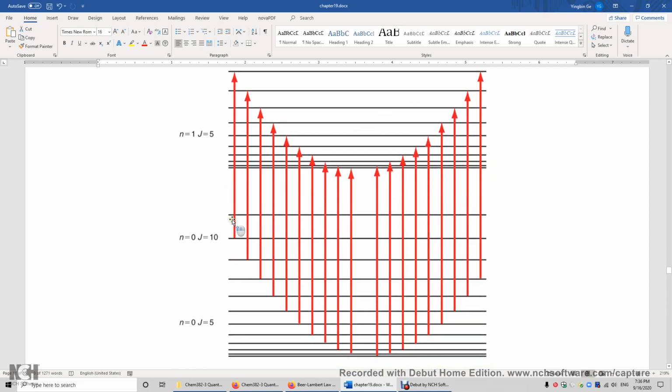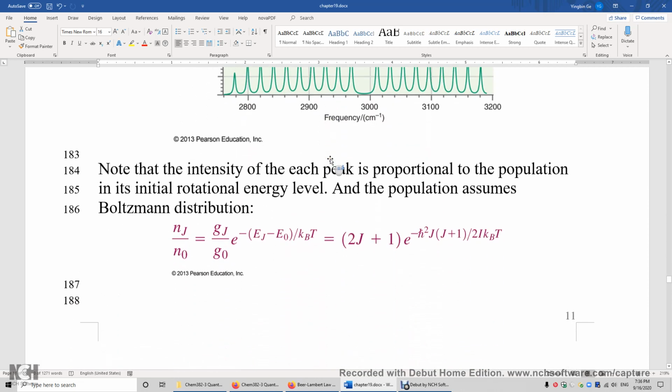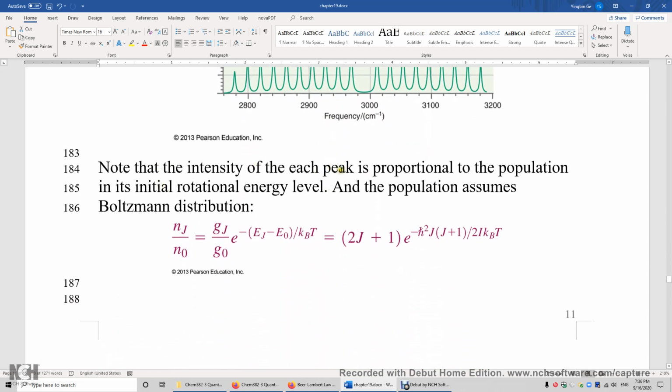Oh, by the way, when we are looking at this diagram, I didn't draw any transition from N equals 1 to N equals 0. This is because at room temperature, due to this large energy gap, the majority of the HCl molecules occupy this N equals 0 level. Nearly none of them occupy the N equals 1 level.